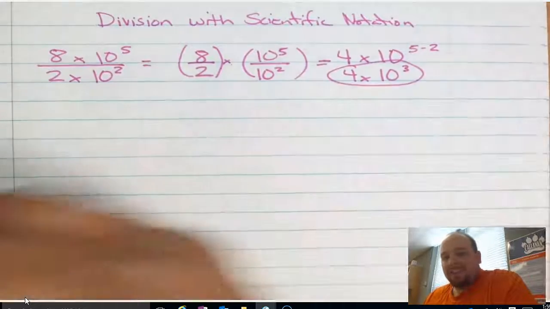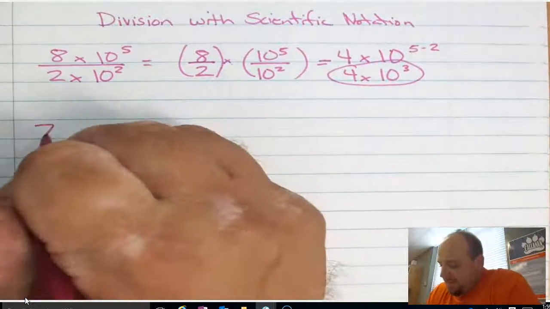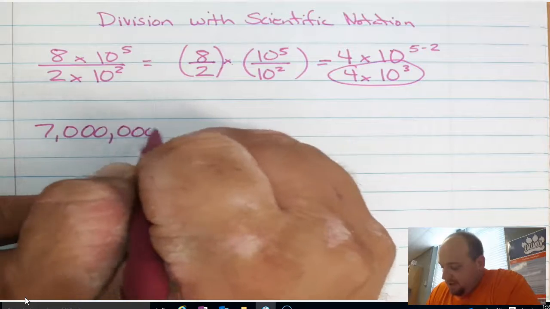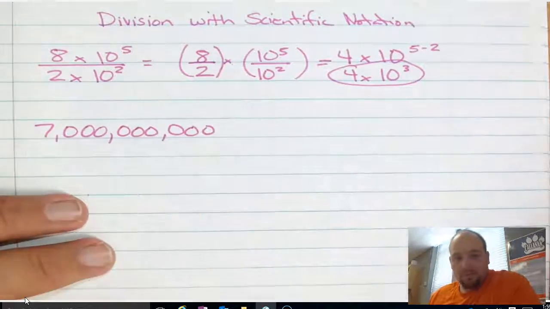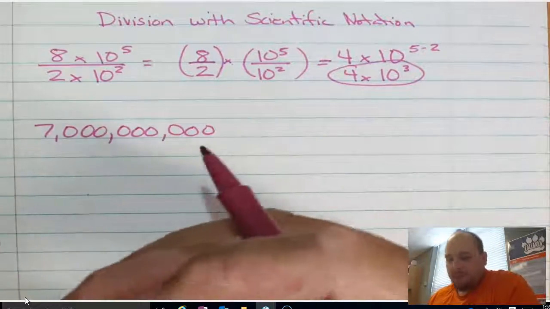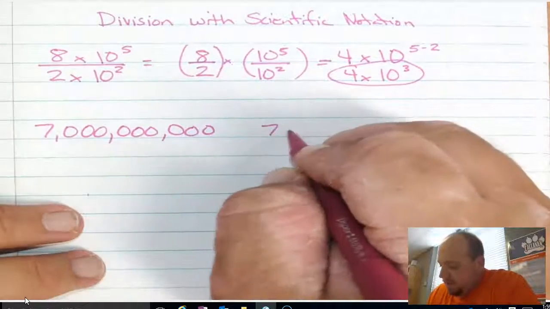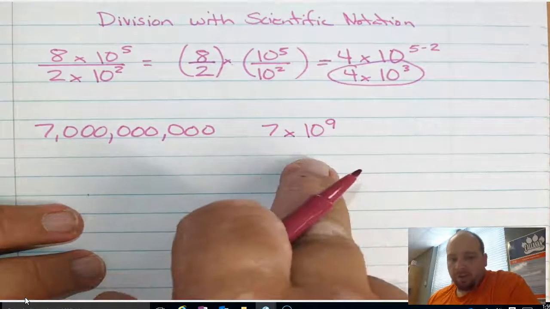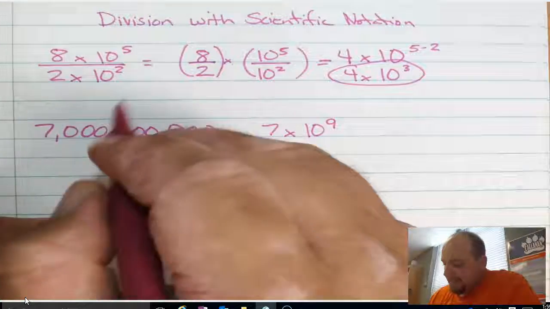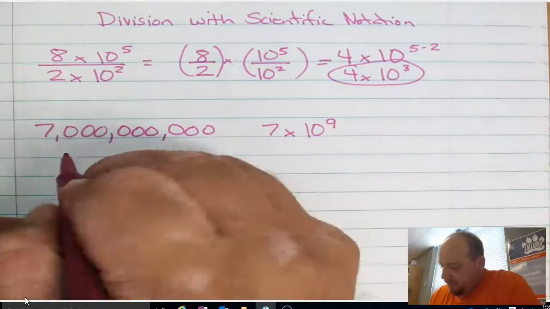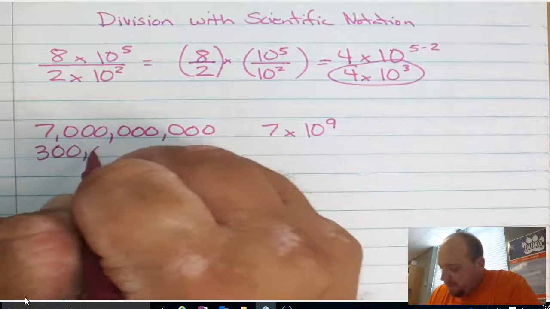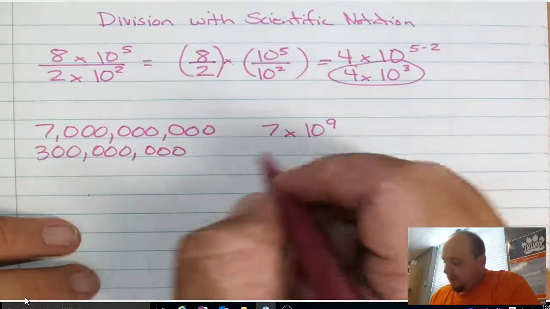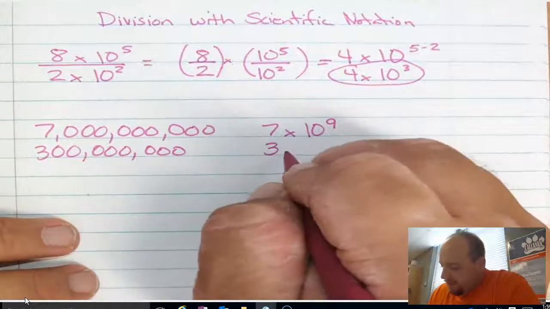Let me show you maybe in a real world problem. The world population in 2010 was 7 billion. So just to give you an idea, not a fun number to write out. It was about 7 billion. The other way that I could write 7 billion was 7 times 10 to the 9th power. Much quicker, much shorter to write it this way. The United States population in 2010 was 300 million.